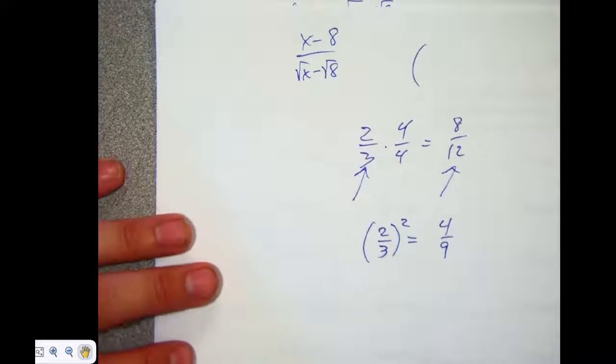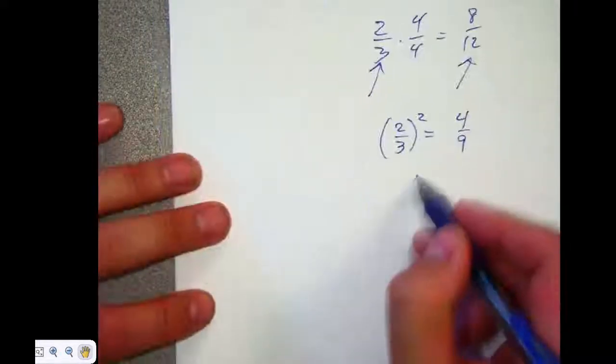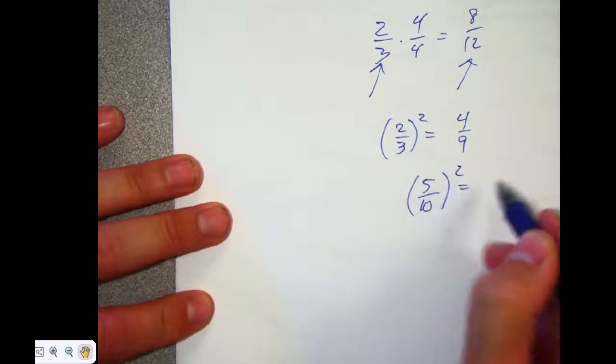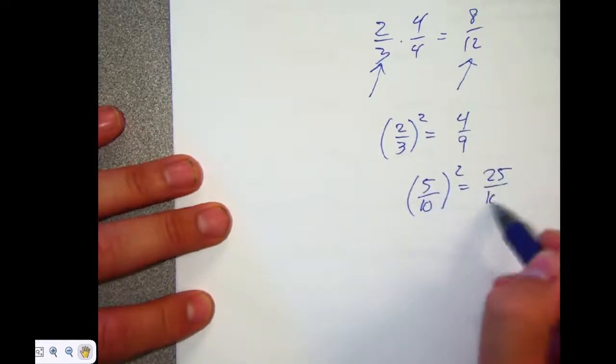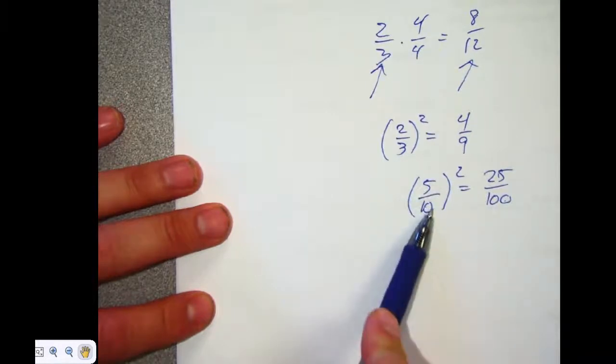This is the part where you say yes. Or I'm going to take a different number. Take like 5 over 10. Let's square it. You get 25 over 100. Does 25 over 100 have the same value as 5 over 10?